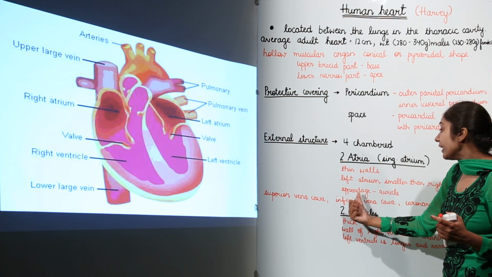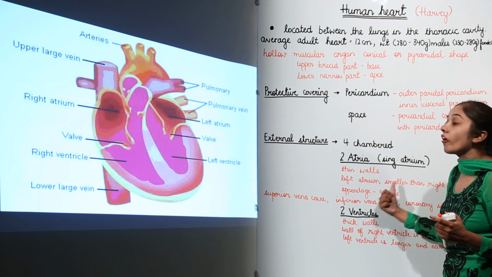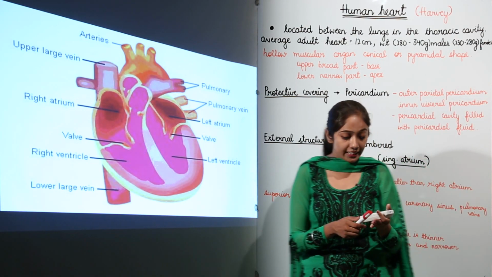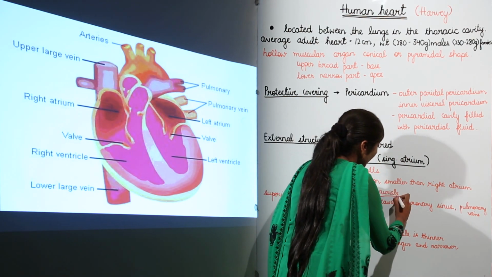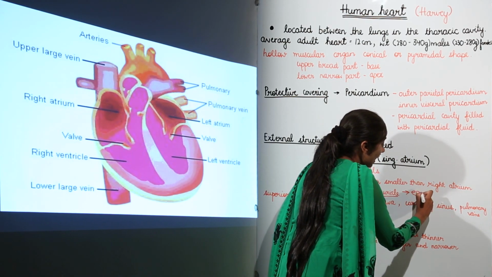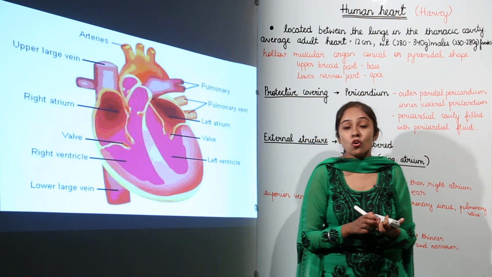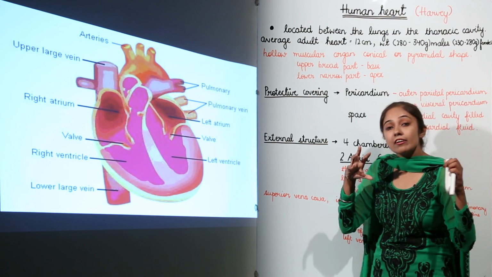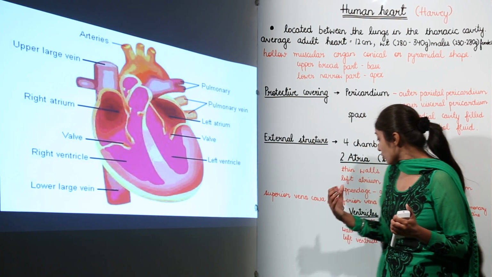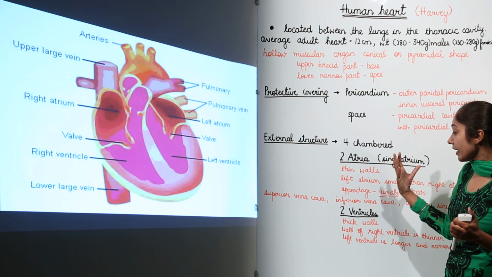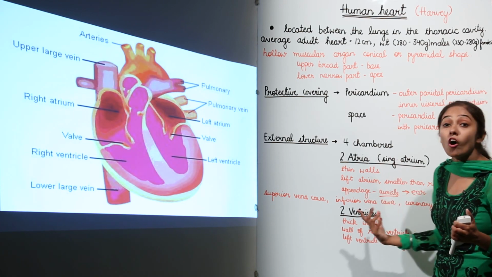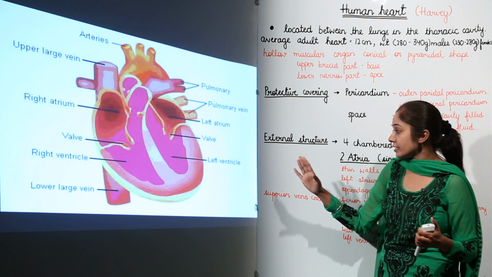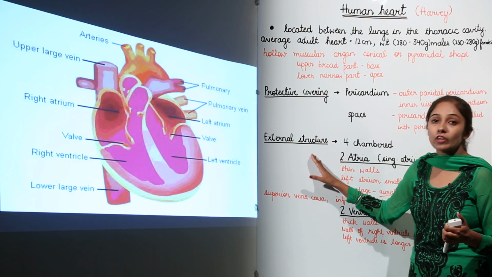Then there are appendages that we call auricles. From auricles, just remember the word ear. They are termed auricles because they give the appearance of an ear. So there are appendages in the atria that we call auricles. We will discuss their functions and how the heart works later. Just try to understand the external structure of the heart.